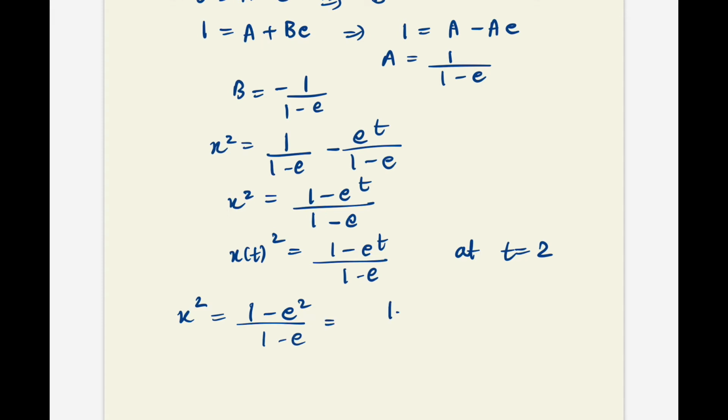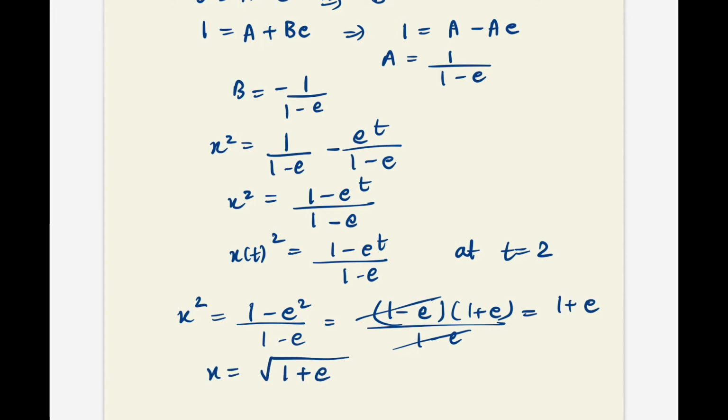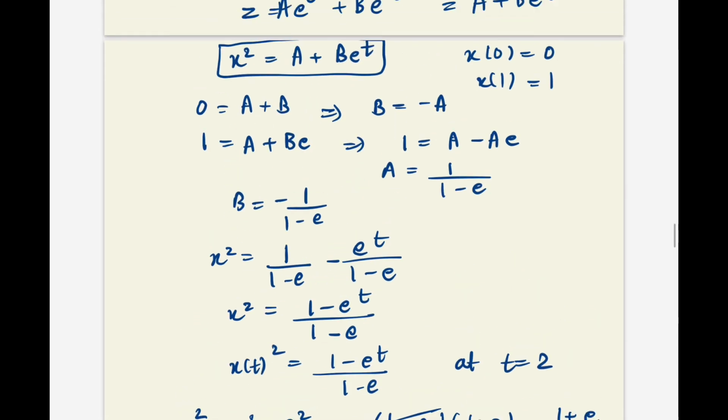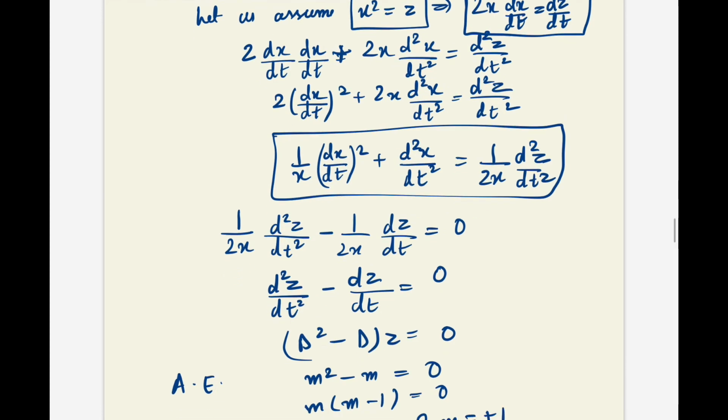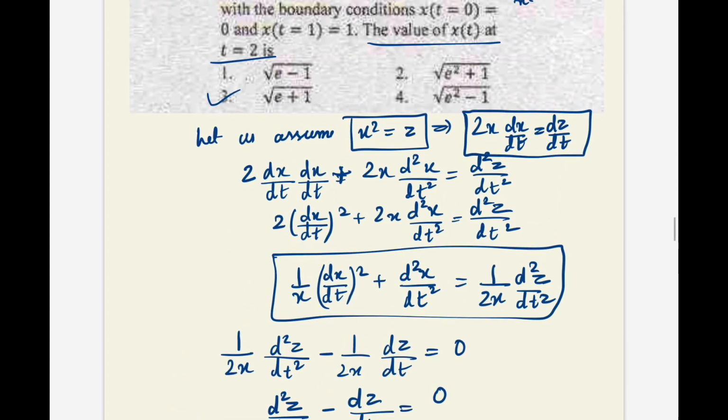This becomes (1 minus e)(1 plus e) upon (1 minus e). The 1 minus e cancels, leaving 1 plus e. So x equals the square root of 1 plus e. This is the required solution. So option C is the correct answer. Option 3 is the correct answer.